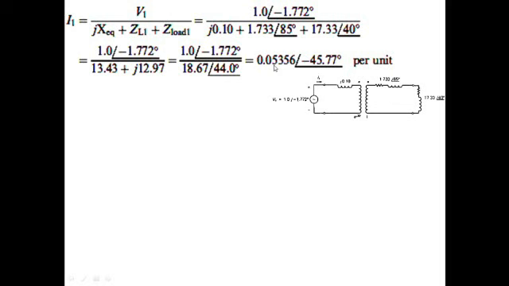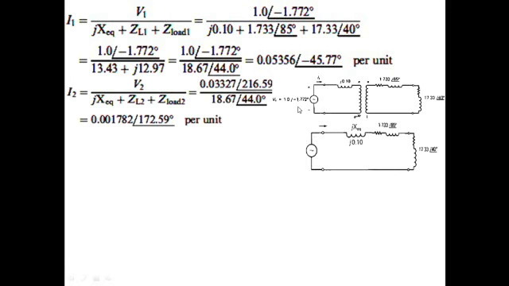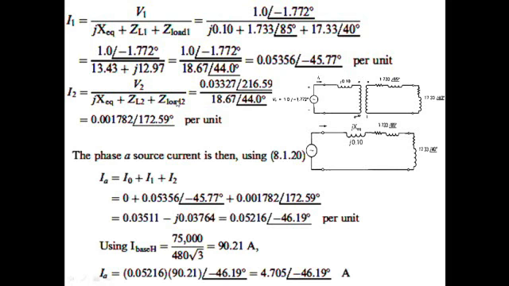Similarly, if we want to find the negative sequence current, we have to divide V2 by its equivalent reactance, line reactance, and load reactance. And then if we want to find the phase current IA, we have to add the positive sequence component, the negative sequence component, and the zero sequence component.